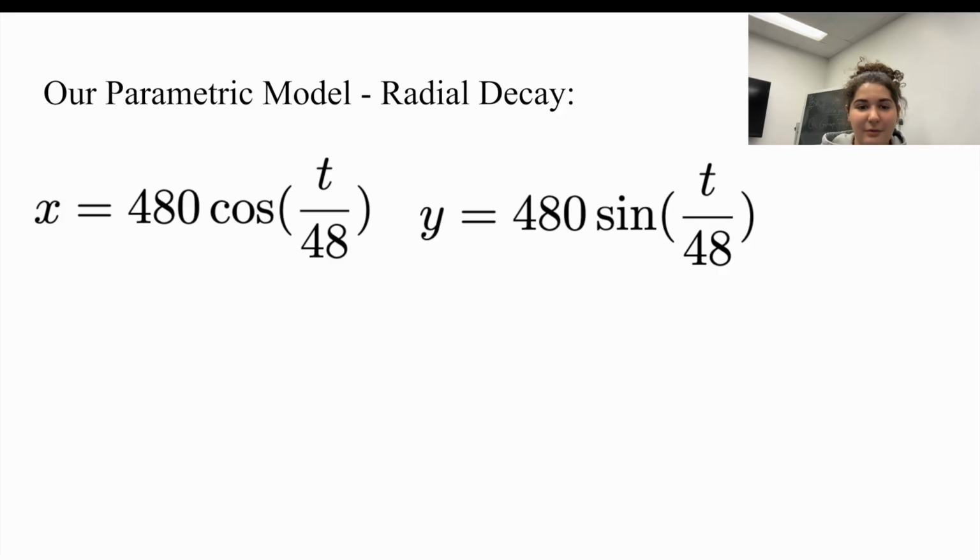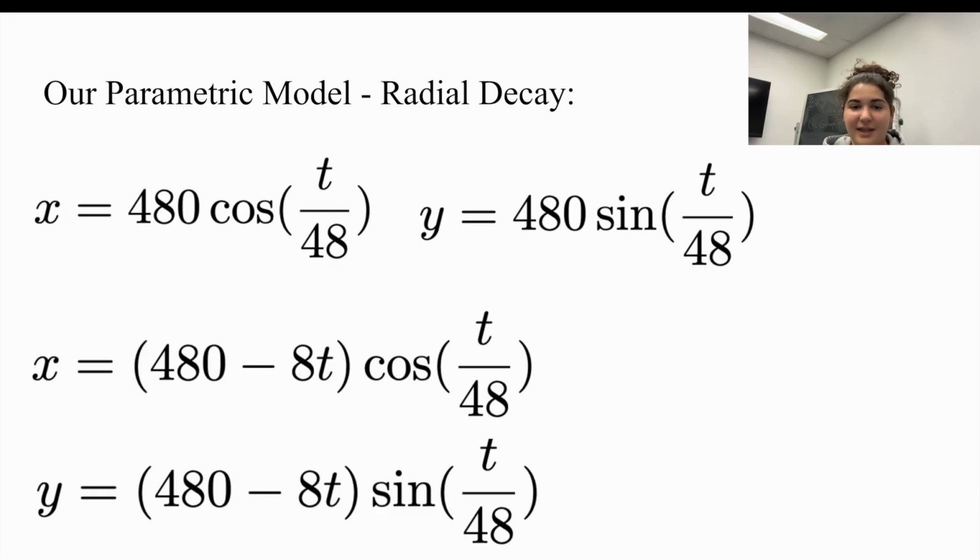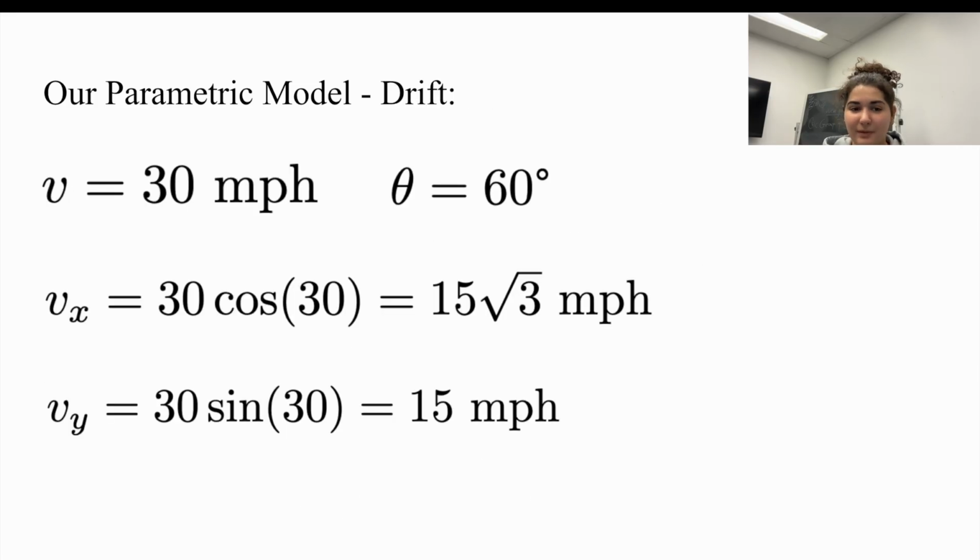Next, we need to account for the radial decay. The radius of the hurricane shrinks over time, so we add in this decay term of 8t. Now our storm is spiraling inwards at a rate of 8 miles per hour.